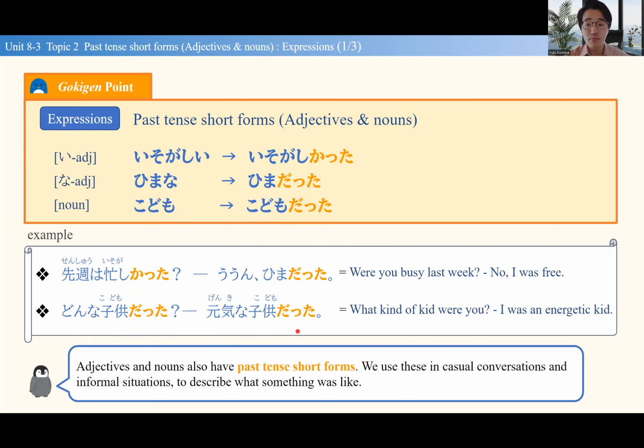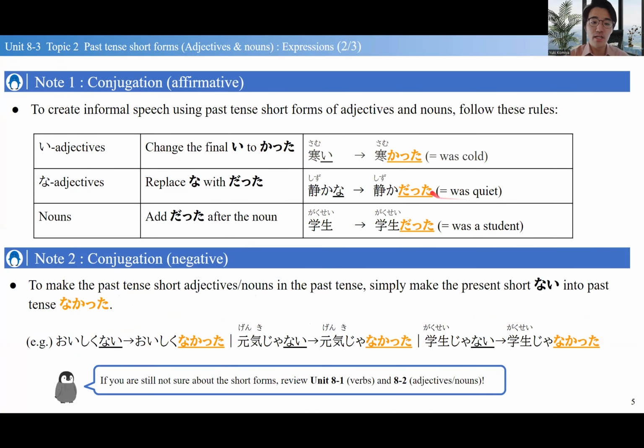So in casual conversation, when we talk about was something or was not something, we use the past tense short forms of adjectives and nouns. Again, the adjectives and nouns also have their own rules for how to make past tense short forms. For i adjectives, we change the final i to katta. 寒い, cold, is going to be 寒かった, was cold. For 静かな, na adjectives, replace na with datta.